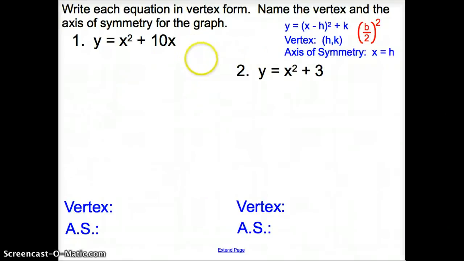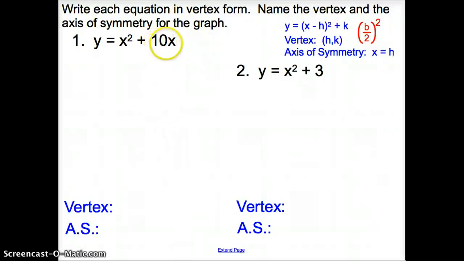We're asked to write an equation in vertex form and then name the vertex and the axis of symmetry for the graph. With these problems, they are a lot like completing the square from yesterday. So what I'm going to ask you to do is to complete the square, and when you complete the square, also add it to the y. Remember, the first thing we did when we completed the square, what did we have to do? We had to get the lone constant over to the other side. Well, there is no number over here, so we're good.